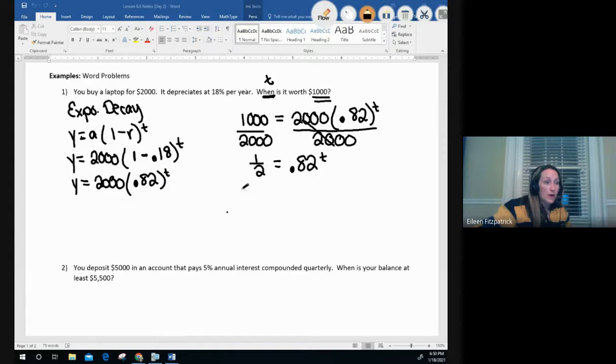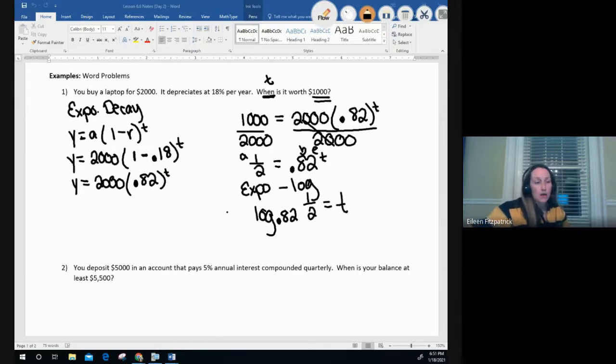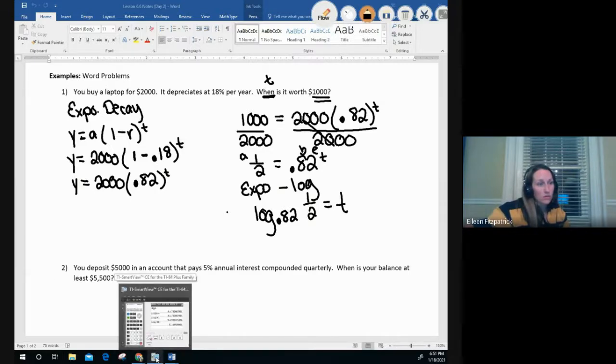So I'm going to go from exponential form to log form. All right, so in exponential form, we have base raised to an exponent equals the answer. So B, this is E, and that's A. And I want log base 0.82 of 1/2 equals t. Okay, so now I'm going to pick up my calculator and I'm going to type that into my calculator to solve for t.